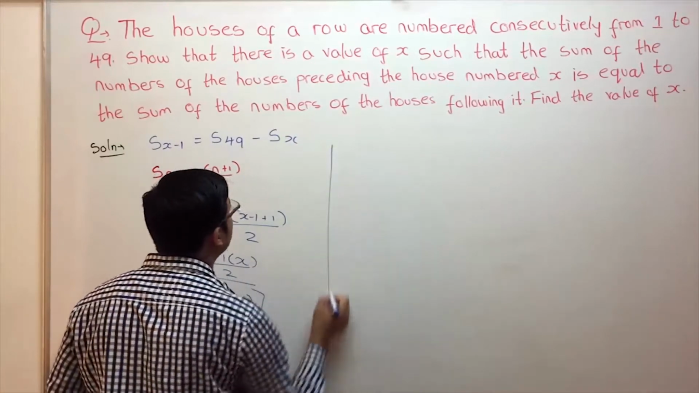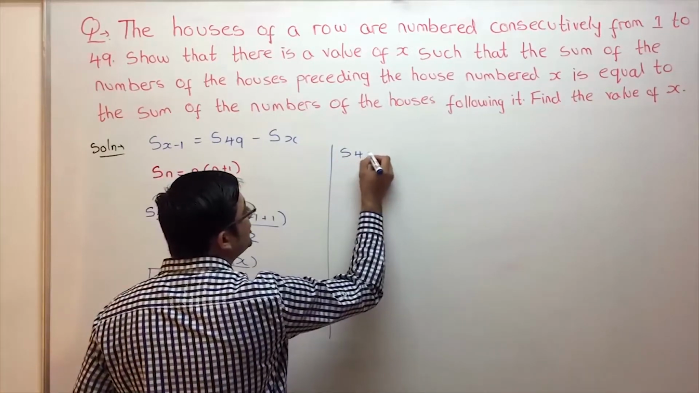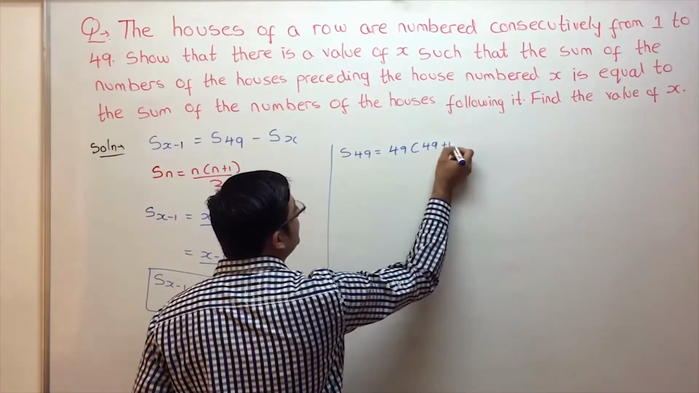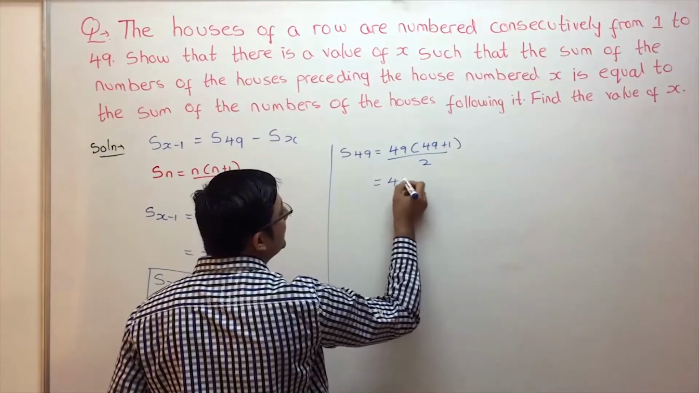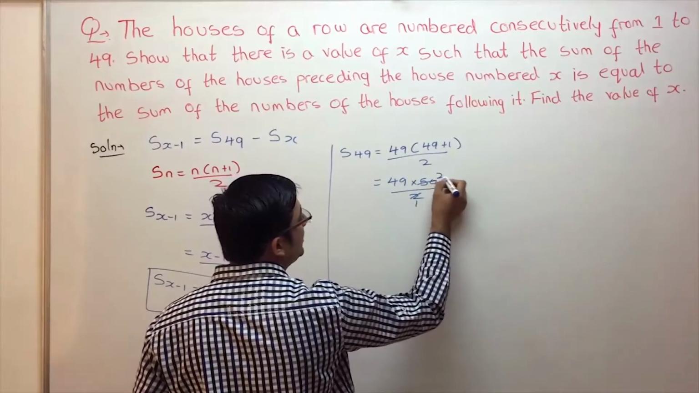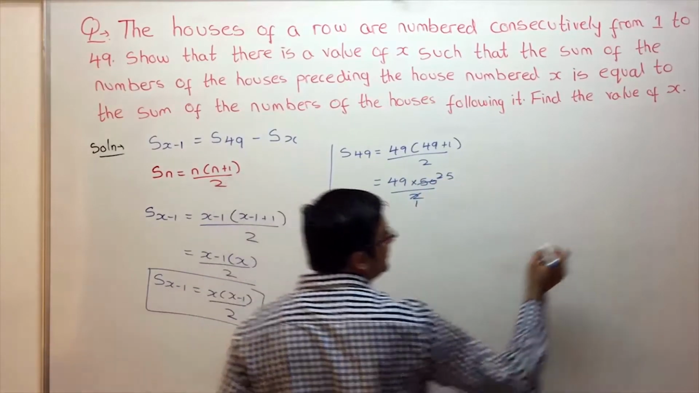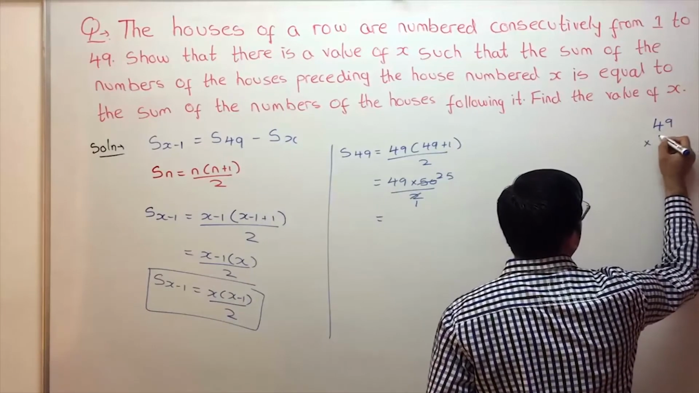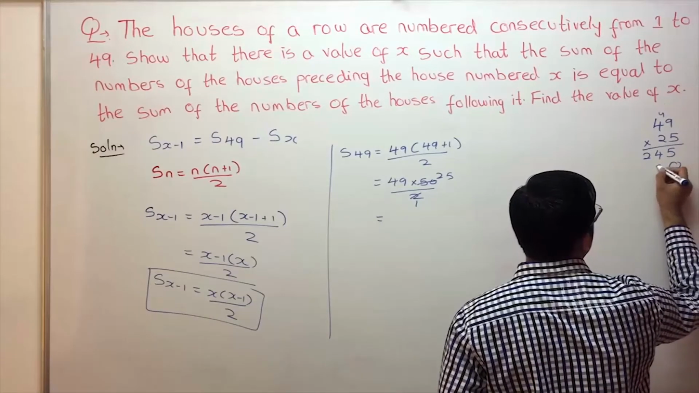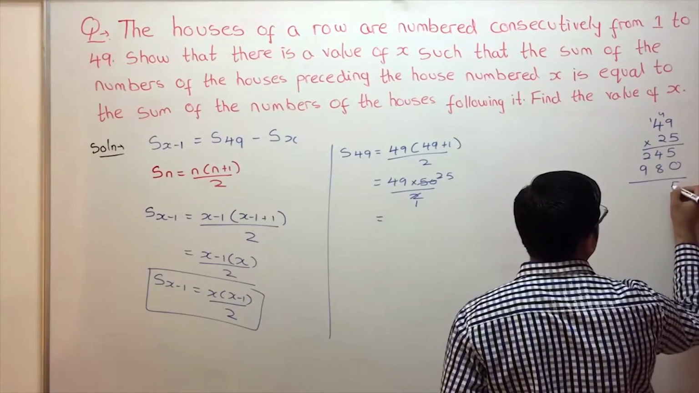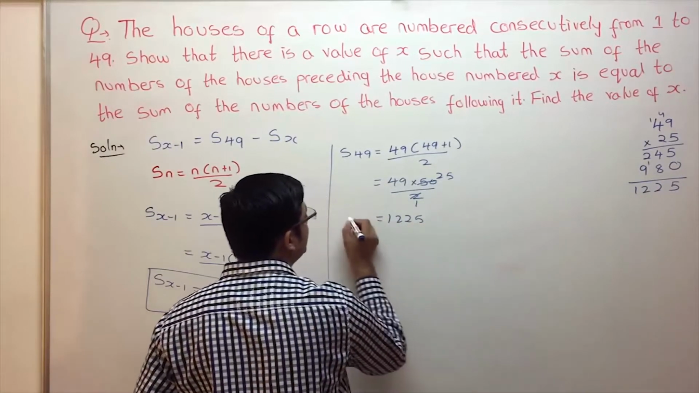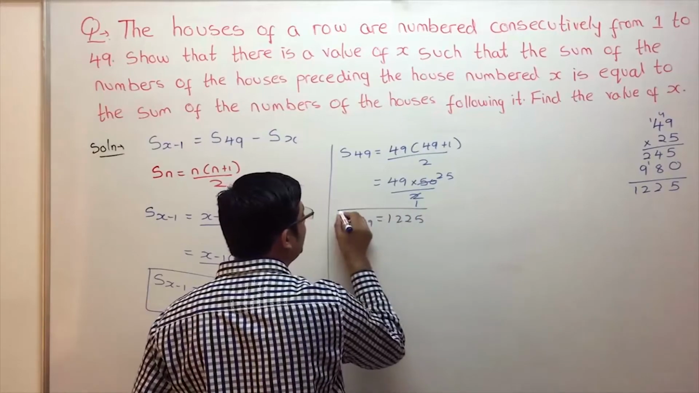Similarly, we'll now solve for S of 49. The sum of first 49 natural numbers is n into n plus 1 by 2. That is 49 into (49 plus 1), which is 50, by 2. 2 ones are 2, 50 divided by 2 is 25. So we have 49 multiplied by 25. I'll do it over here: 49 into 25. So it's 1225. So S49 is 1225.